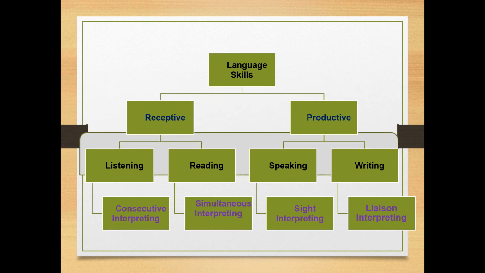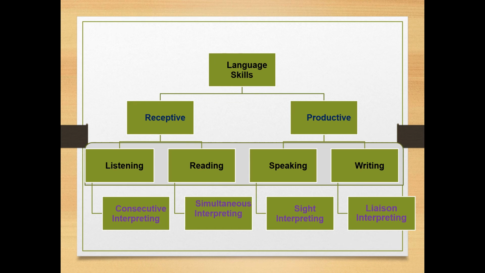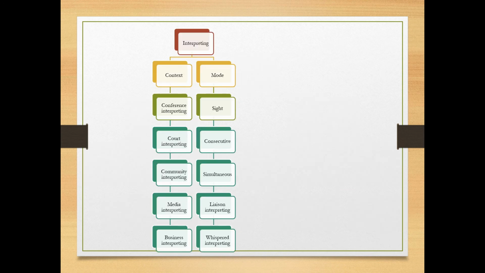For consecutive interpreting, we have to improve our receptive skills and productive skills as well. We have to improve our listening skills, our reading skills, our speaking skills, and writing skills. But for simultaneous interpreting, we have to focus on improving listening and speaking skills. We have no time to read or write while interpreting simultaneously. Inside interpreting, there is no room for writing. So we have to improve our listening and speaking skills.